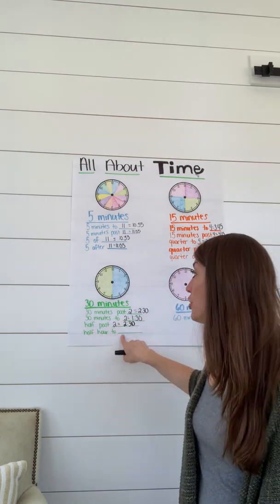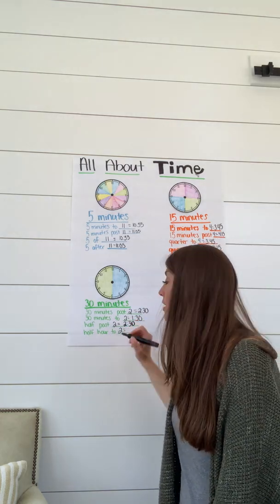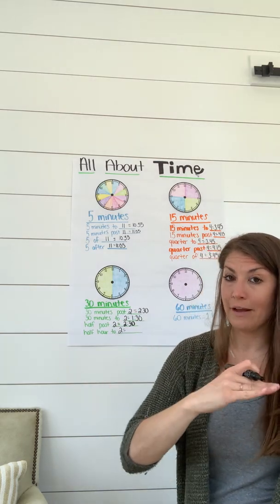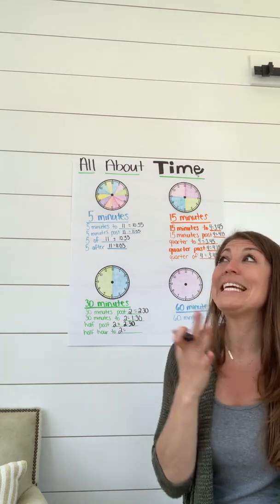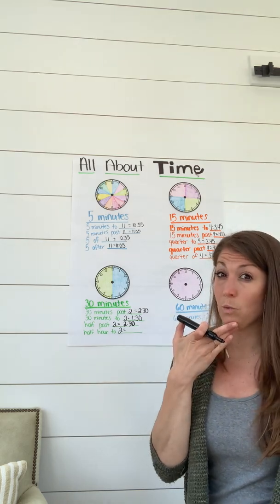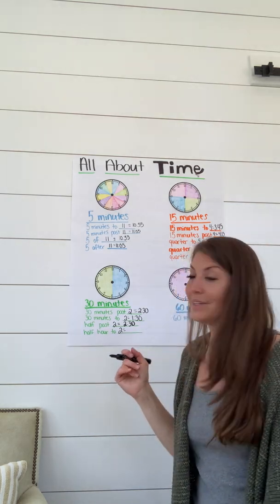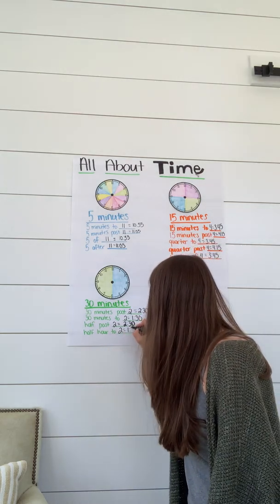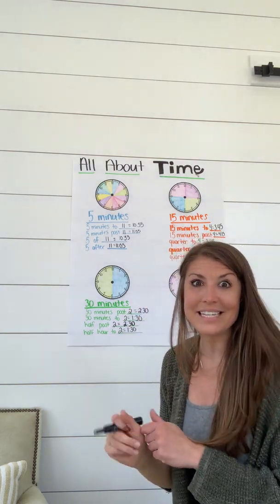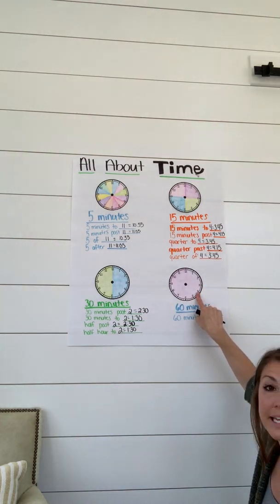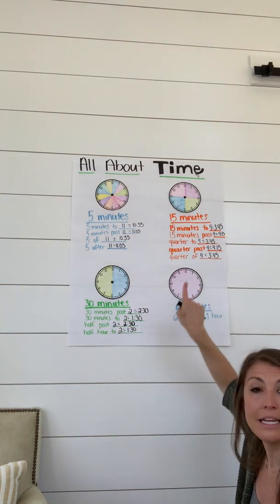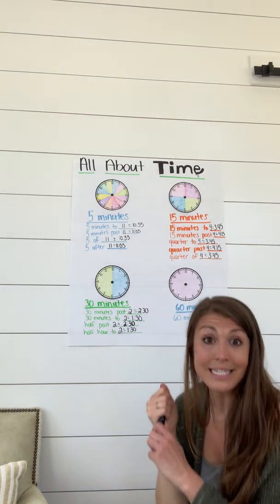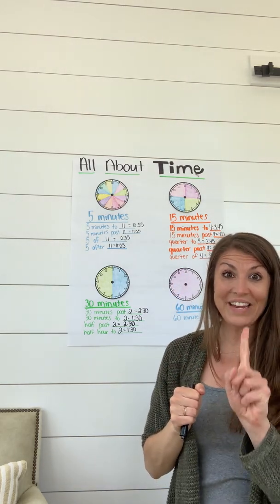And half hour to 2 o'clock. So half hour to means half hour before 2 o'clock. If I was to go back half hour, I would get to 1:30. Yeah, nice. Awesome. And you can see my clock right here is completely filled in, and that is 60 minutes, because 60 minutes equals 1 hour.